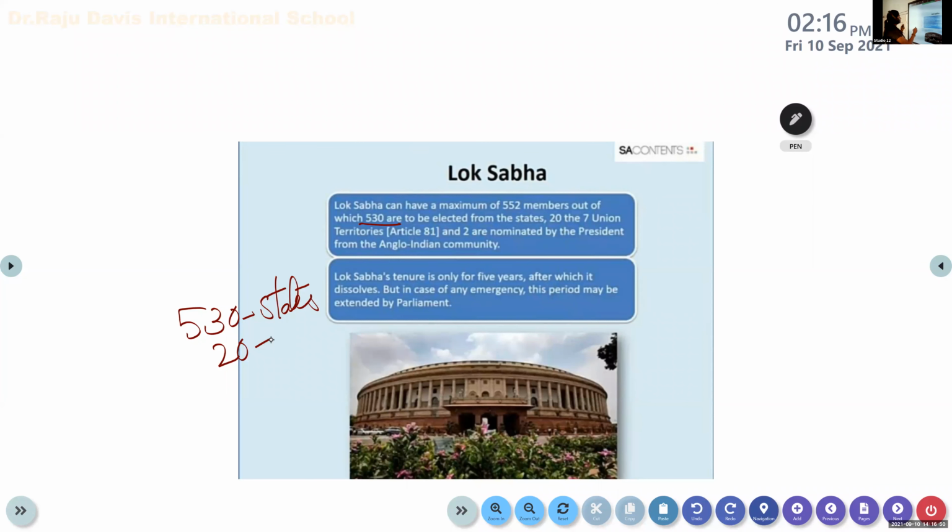You know, children, there were 530 members elected from the states, and 20 people were elected from the union territories. It belongs to Article 81 of our Constitution, and 2 are nominated by the President from the Anglo-Indian community. Who were Anglo-Indians?